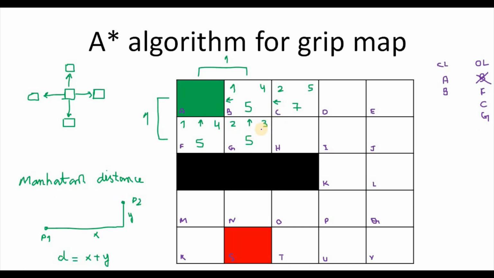So C and G now are in the open list, and then we said okay, now in the open list which one has the minimum f cost, and then we said okay, they both have the same f cost of 5, and then we decided based on their heuristic h cost that node G has the less h cost, so we selected G. So we remove G from the open list and place it in the closed list.